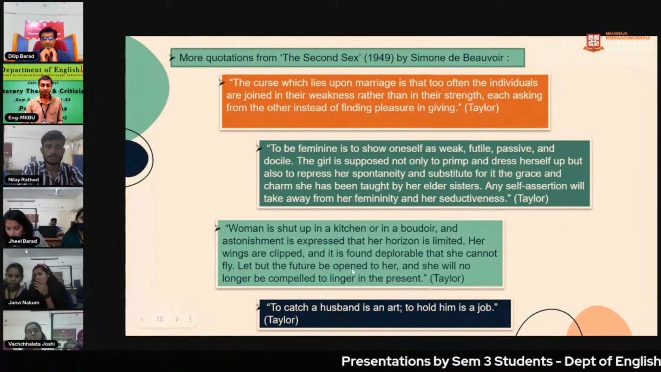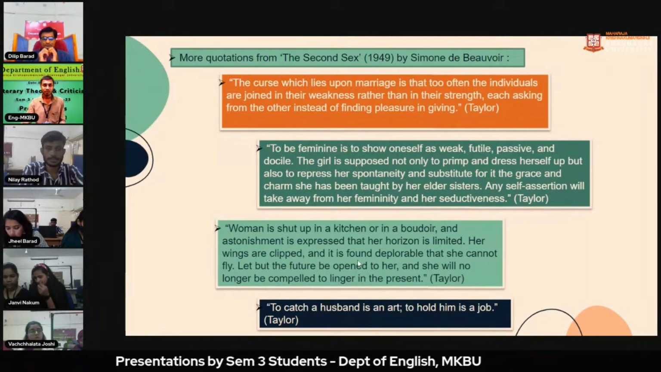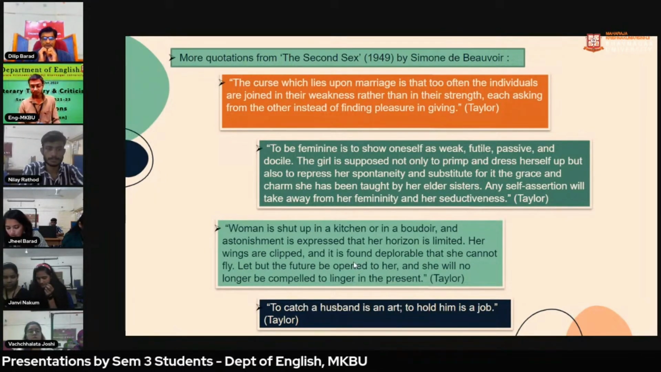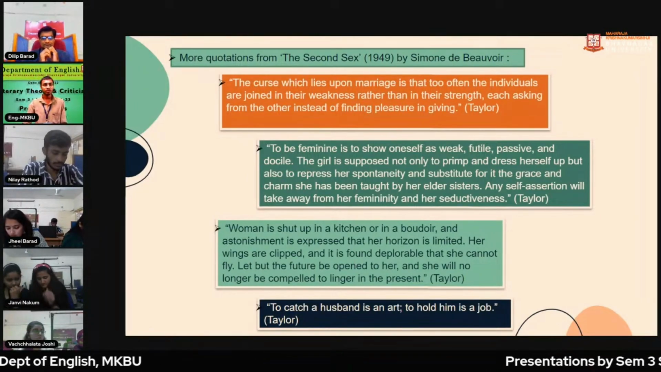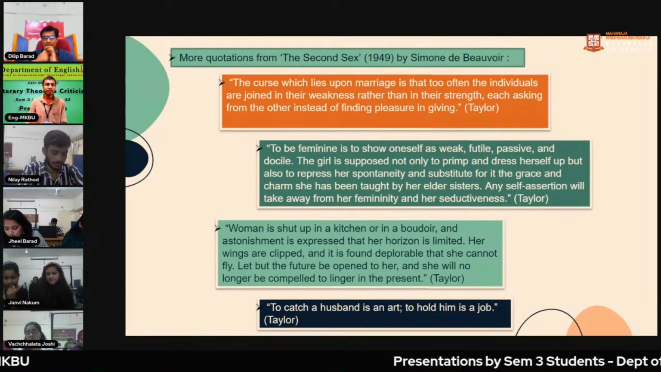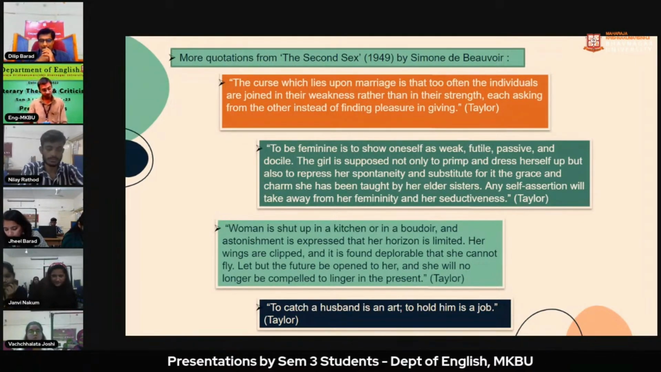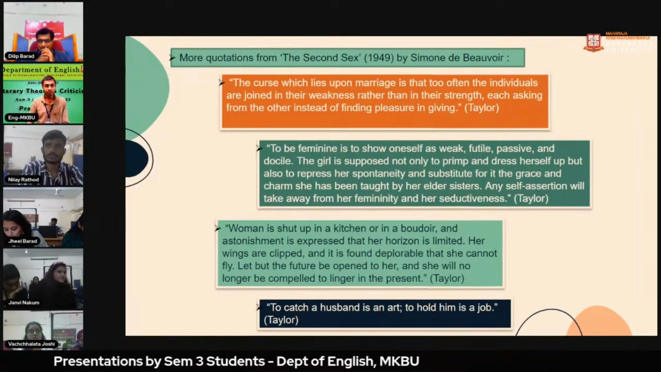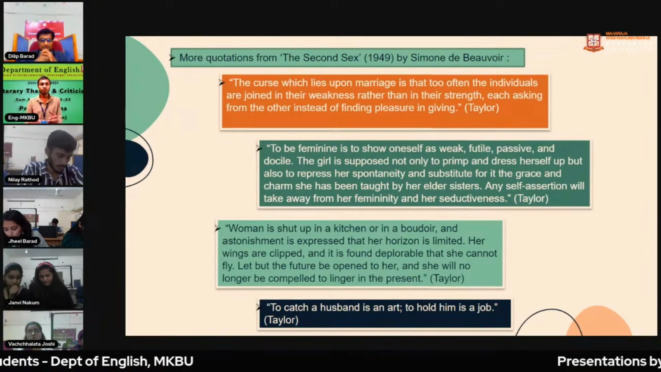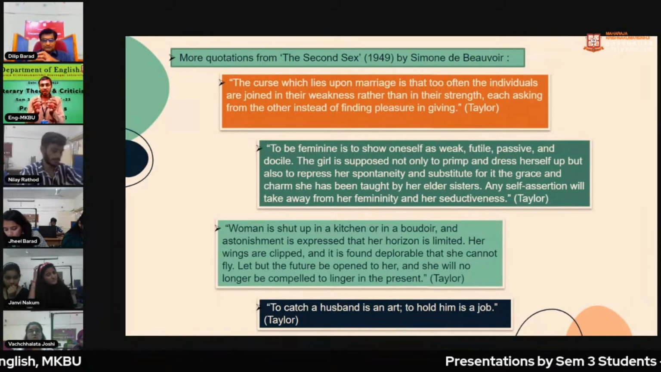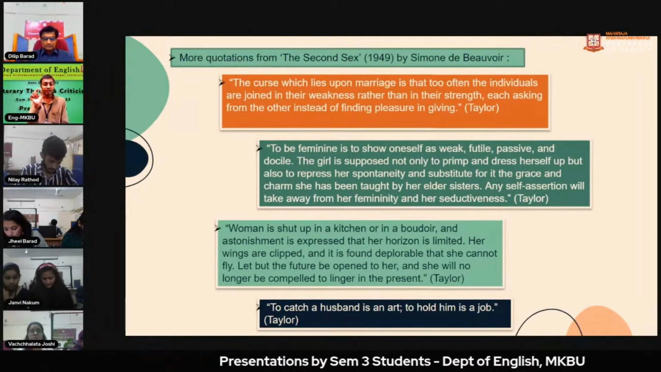Let but the future be open to her, and she will no longer be compelled to linger in the present. So this future will be cut out from her life, and she will have to linger in the present only. Whatever is given to you, you have to be happy within that. You cannot ask for more, or take less either. So this kind of subjugation, these hierarchical positions, are there due to binary opposition. That is why it is called the hierarchy in miniature. So we have to identify that while reading all such things.